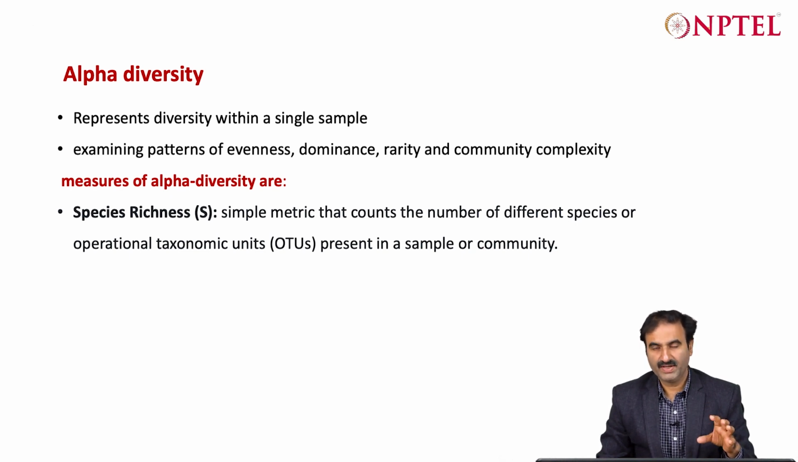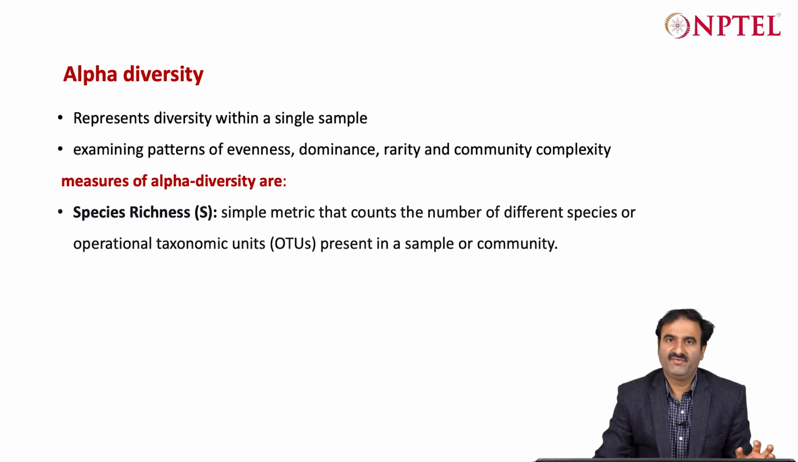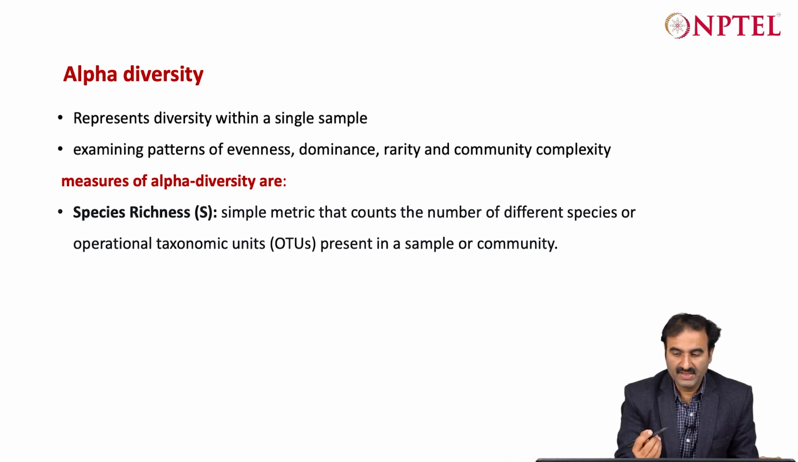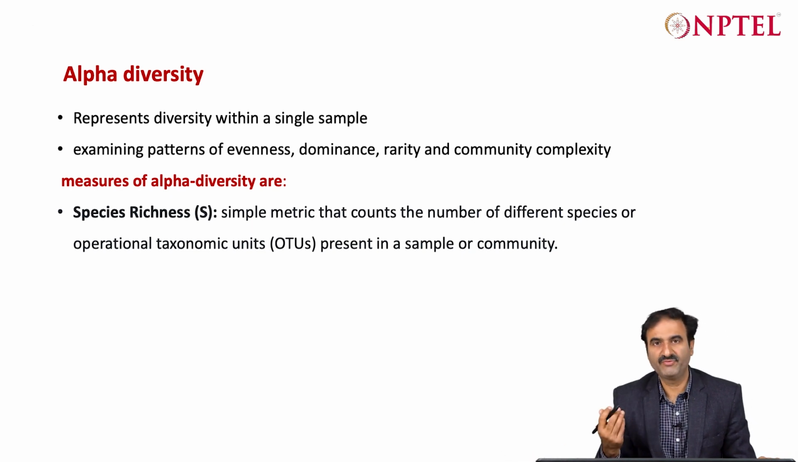So basically you can compare samples from two different locations, or you can compare within the samples how much diversity there is. For alpha diversity, the information that you need is species richness, that is, how many types of species are there in your sample. That will tell, because it could be that one sample has a lot of species, while the other sample has very few species.